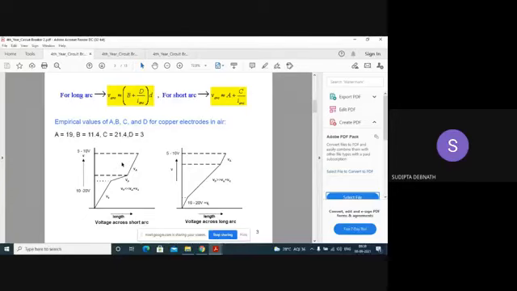This is the voltage across a short arc. You can see this is the anode voltage. This is the cathode voltage. This portion is the anode voltage. This portion is the cathode voltage, and the voltage across the arc is very small, only this part. So it is called a short arc. And for a long arc, this voltage has a considerable value with respect to the cathode voltage and the anode voltage.